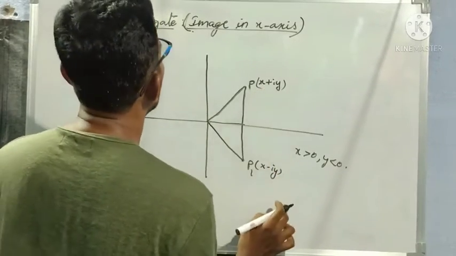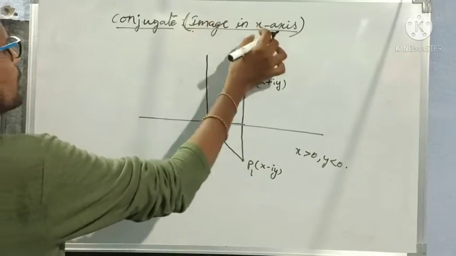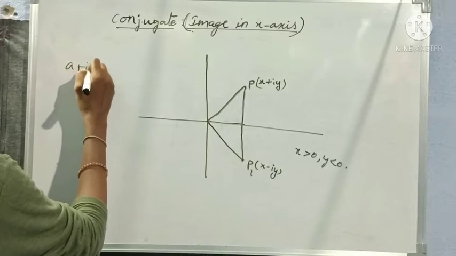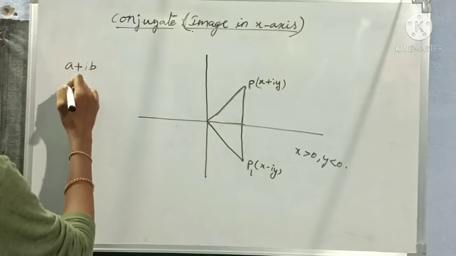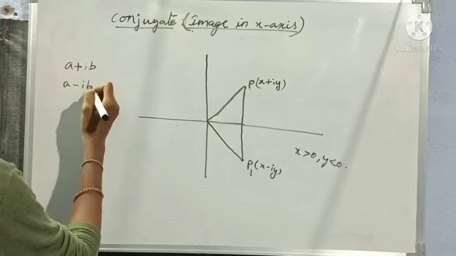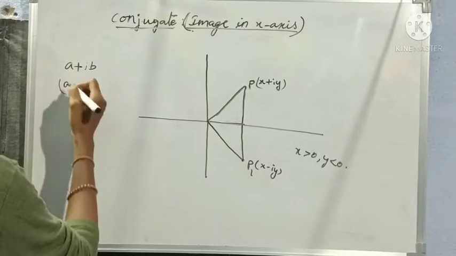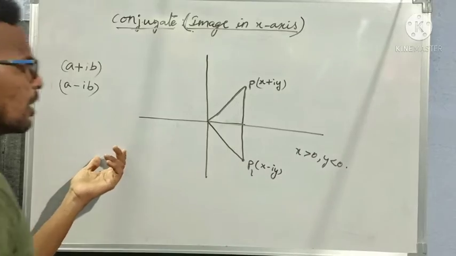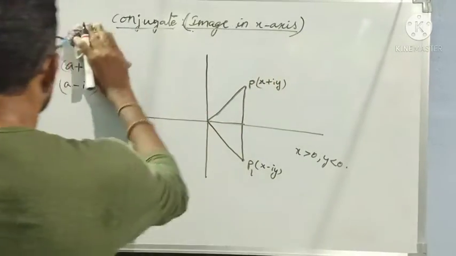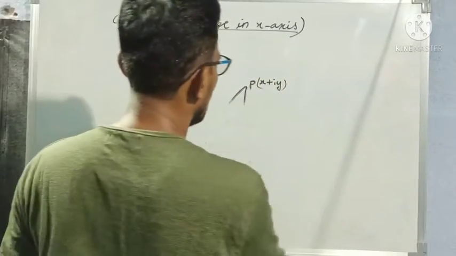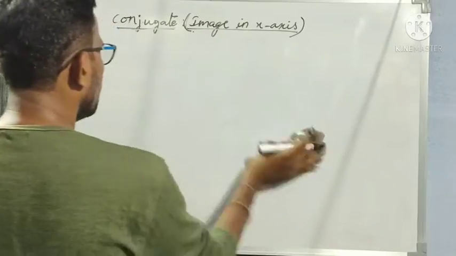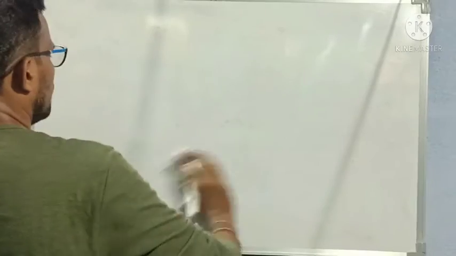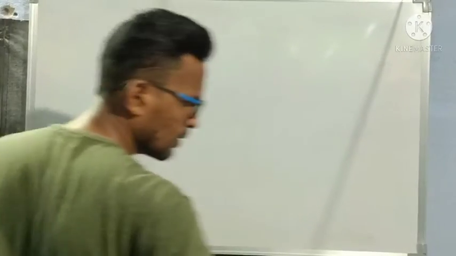Understood? So whenever we are taking the conjugate, we should take the image in the x-axis. Suppose I am taking a plus ib as my complex number, then the conjugate value will be a minus ib. Understood everybody? This is a small topic, conjugate. Okay, now let us see some examples: how to find the modulus, argument and conjugate of some complex numbers.